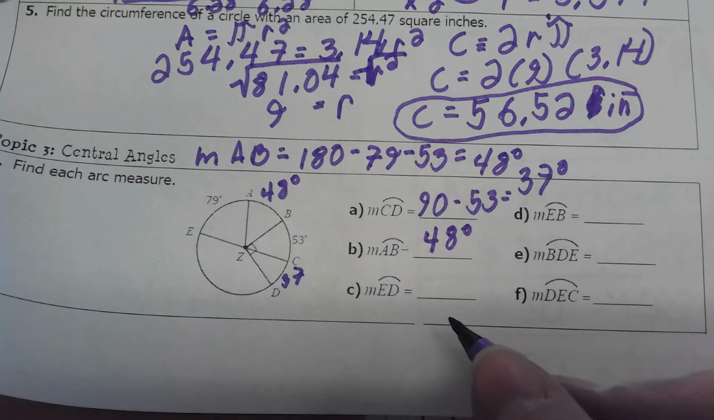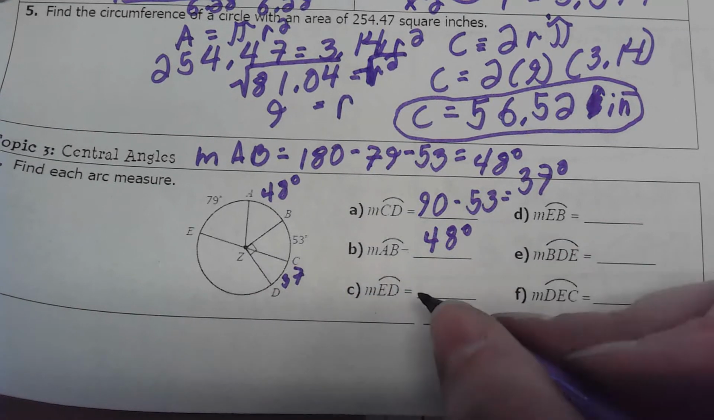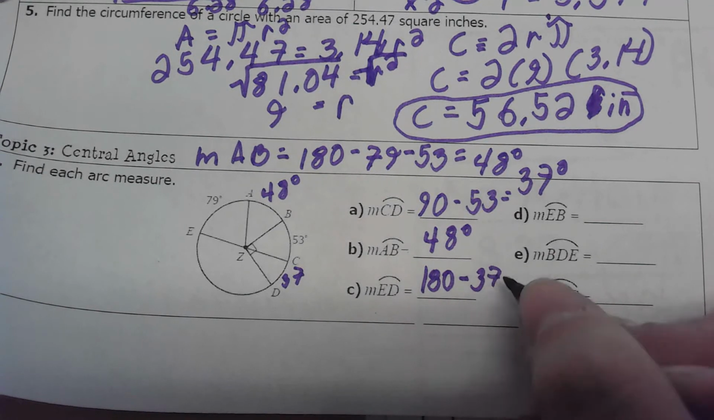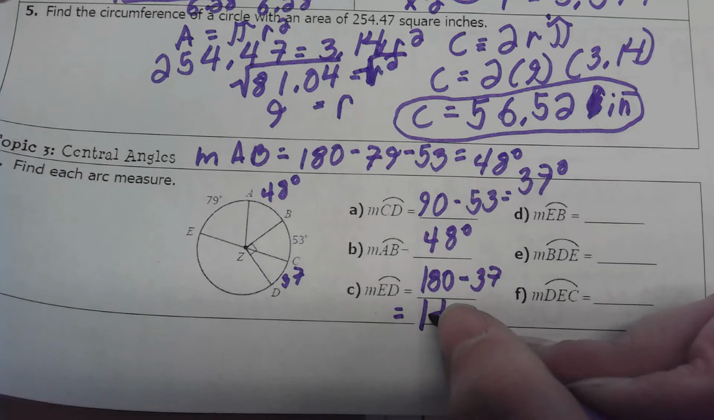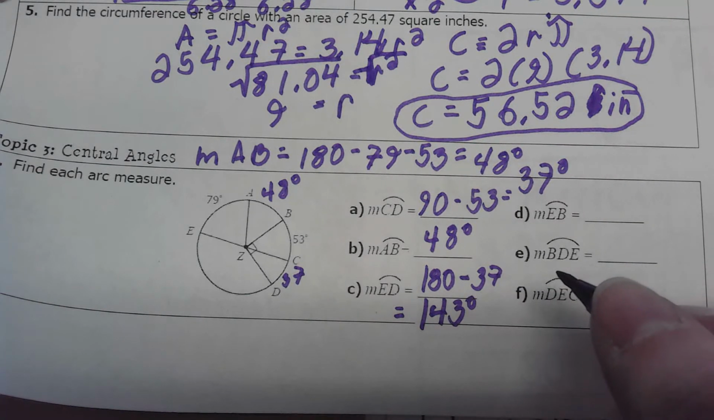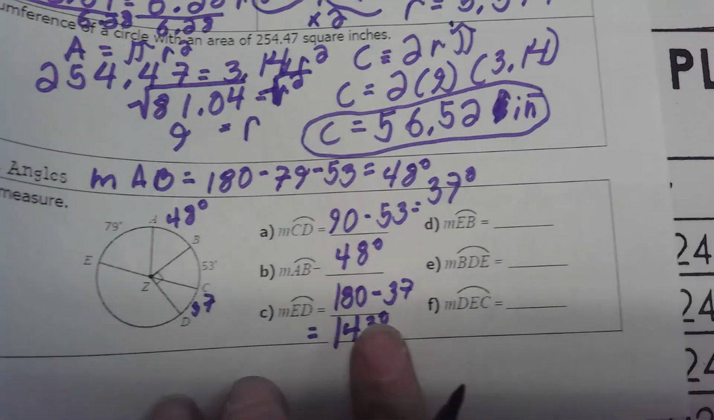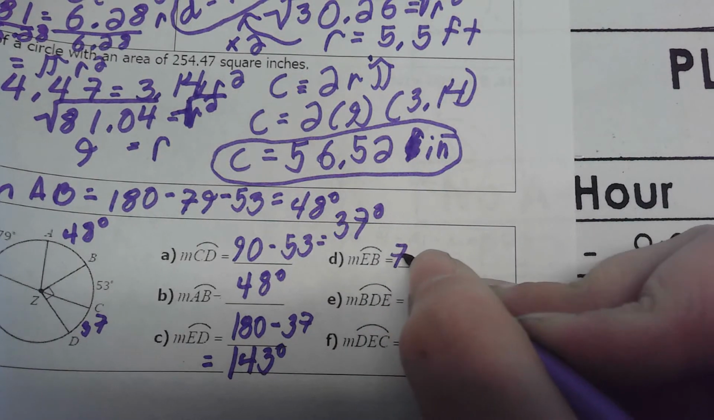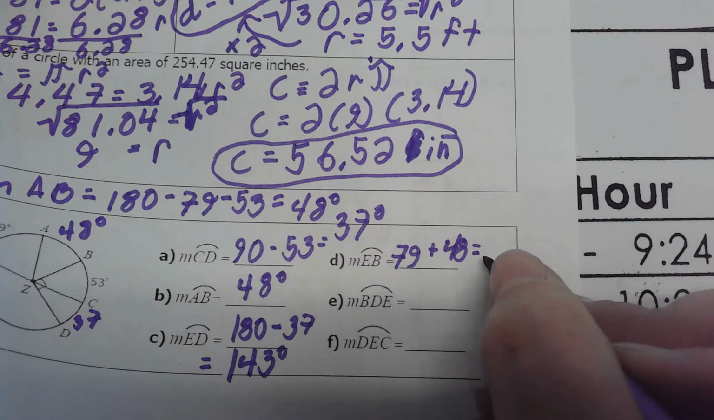Whew, almost done. Then to find the arc ED, I'm going to subtract. If you look at EC, remember, it still is the diameter. So I'm going to subtract 180 minus 37, and that is going to give me the measure of arc ED, which is 143 degrees. Okay, and find the arc EB. I'm going to add together 79 and 48, and we get 127.